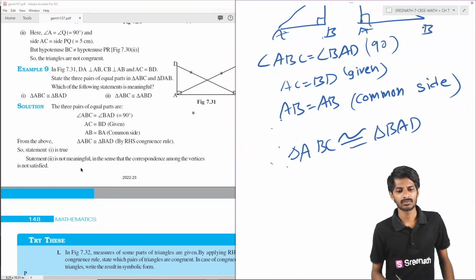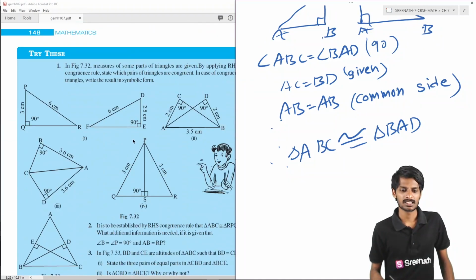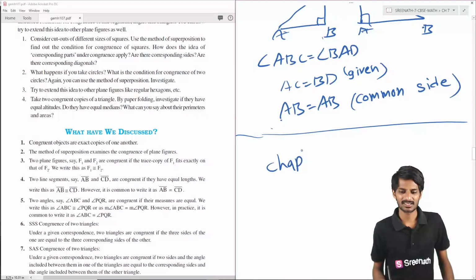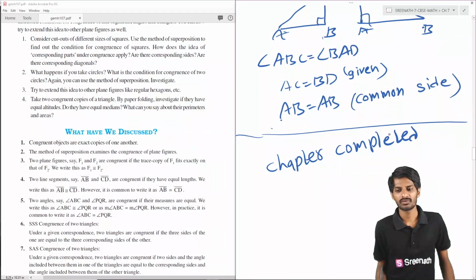Statement 2 is not meaningful in the sense that the corresponding amount of vertices is not satisfied. That is the thing, students. Our chapter is completed, students. Hope you have understood well. If you have any doubts, please feel free to comment below, students.